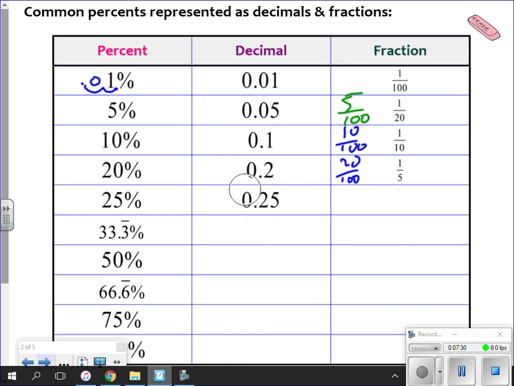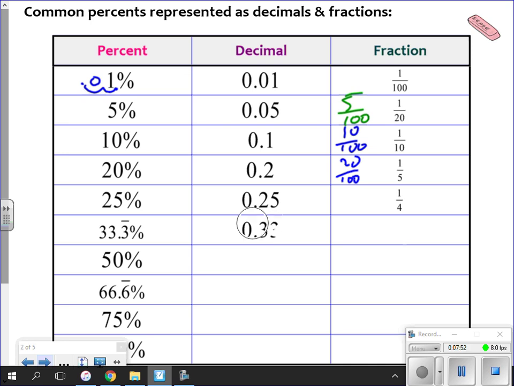25% is 0.25, but 25% as a fraction is what? It's 1/4. 25% is 1/4. 25 cents is a quarter. That's where that all ties in together. Okay. What about the next one?